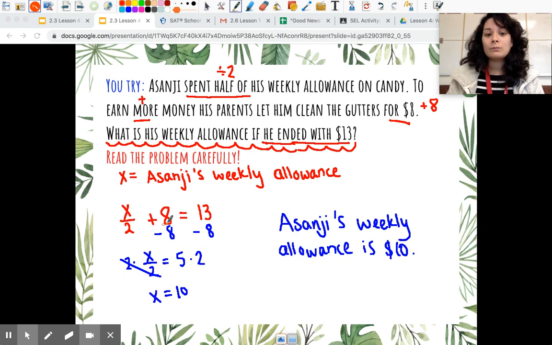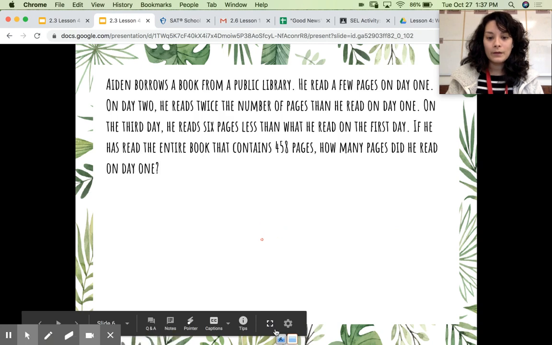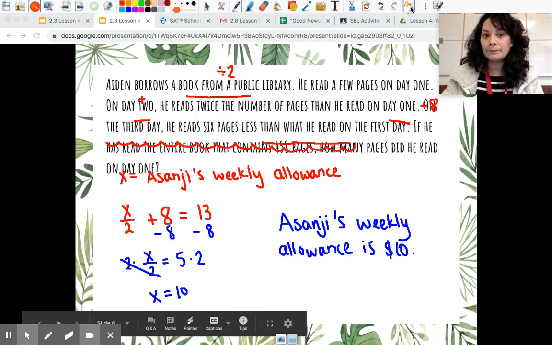So it's just going to be a normal two-step equation where we undo the constant first by subtracting, and then we undo the division last by multiplying, and you should have gotten x is equal to 10. Last but not least, you should have written in words something along the lines of his weekly allowance is $10. Okay, let's take a look at another one.